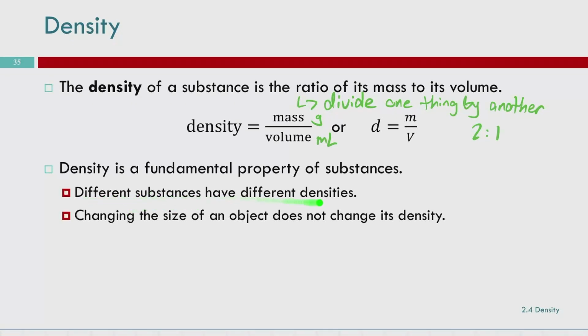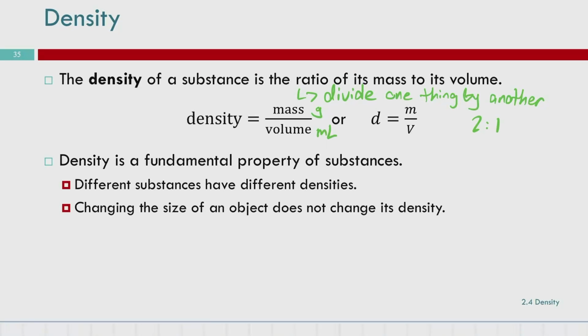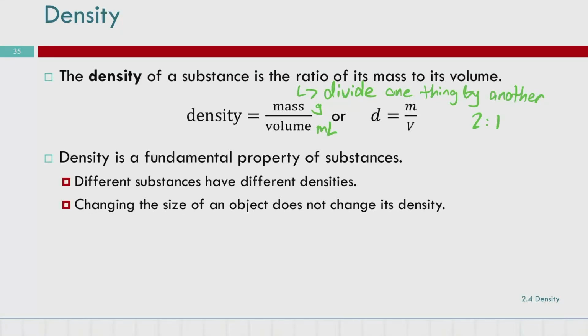Different substances have different densities, so a lot of woods are often going to have low densities compared to things like metal. Lead and mercury notoriously have very high densities. So they feel very heavy for a small amount of the material. If you change the size of an object, if you have a small amount versus a big amount, the density doesn't change because you're scaling both the mass and the volume.